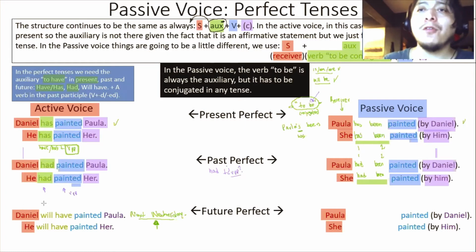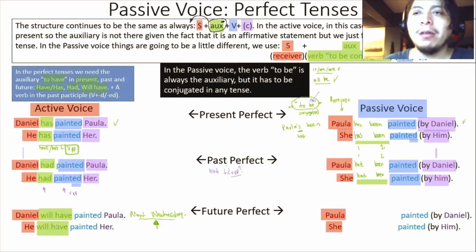The auxiliary for the future perfect is the verb to have, but not in the present. It's not have or has. Not in the past. It's not had. It's in the future. What is the verb to have in the future? Will have. Remember, we don't really have conjugations for the future. Verbs don't have a future conjugation. So when you want to conjugate a verb in the future, you only say will and then the verb. Will have.